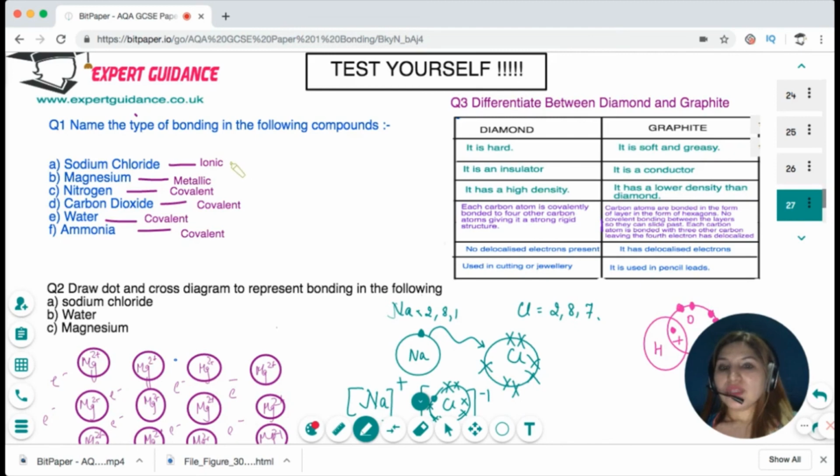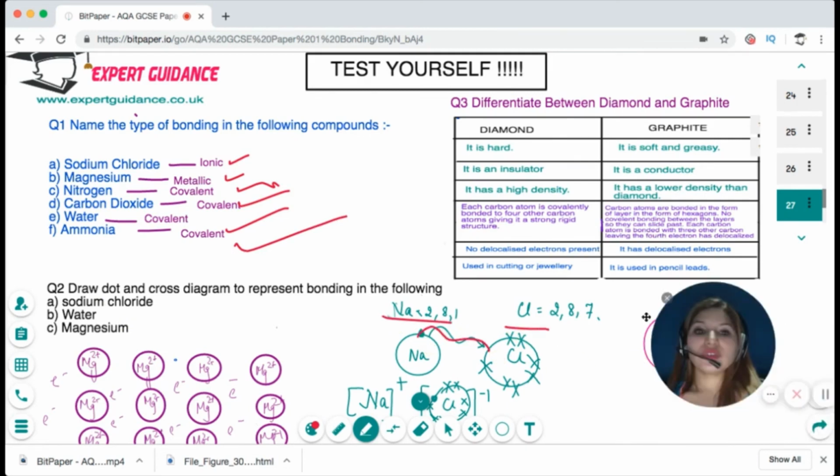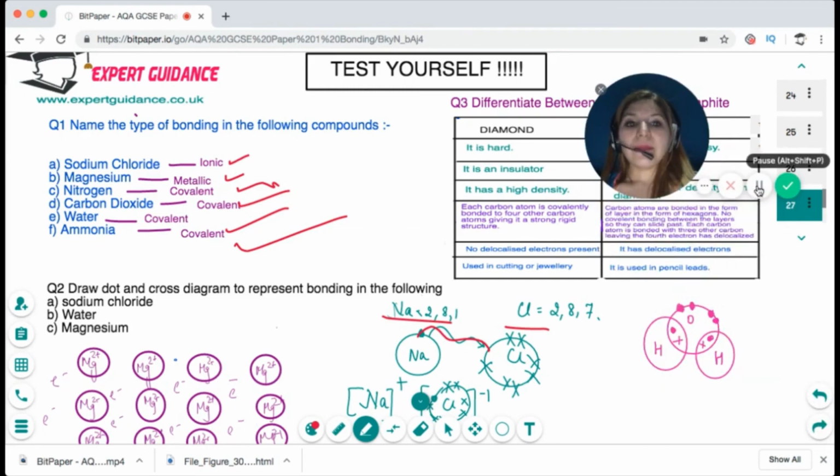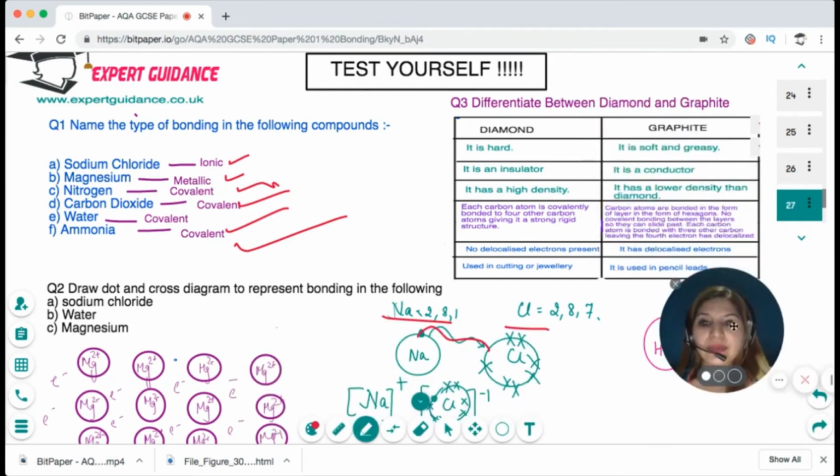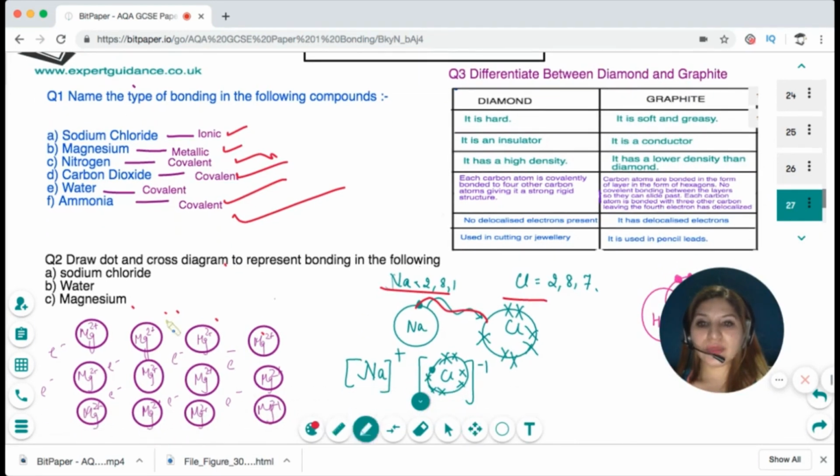Okay, so sodium chloride is ionic, magnesium is metallic, nitrogen is covalent, carbon dioxide is covalent, water is covalent, ammonia is covalent. Dot and cross diagram for sodium chloride: there is transfer of electron from sodium to chlorine, sodium will get +1 and chlorine will get -1. For magnesium, there are fixed positive ions in the sea of delocalized electrons, and the charge of magnesium is 2+, so you will put 2+.